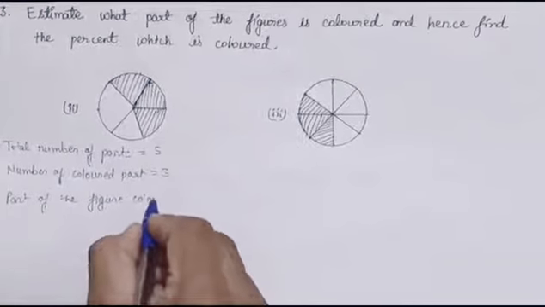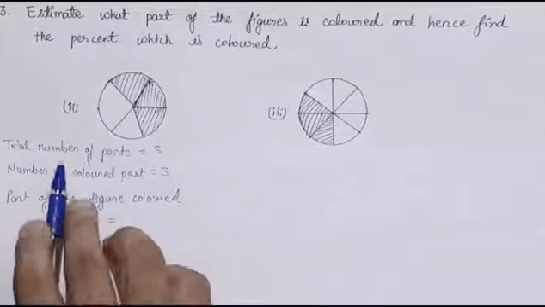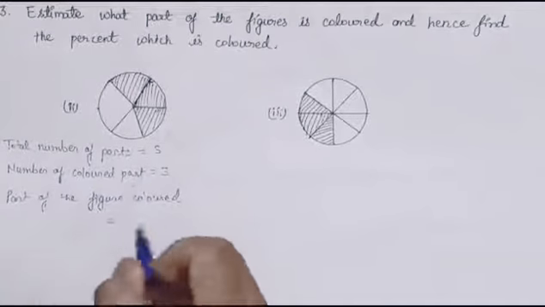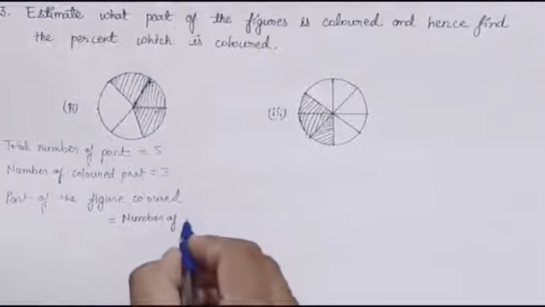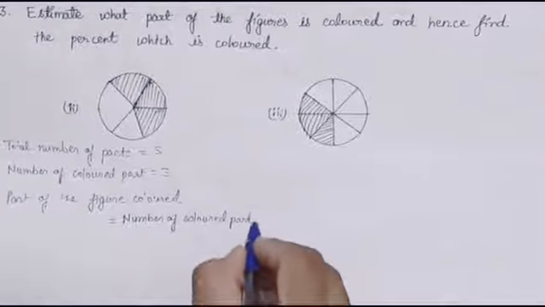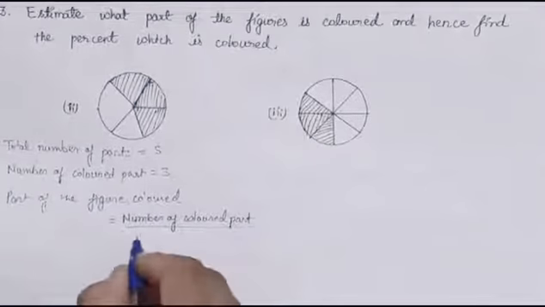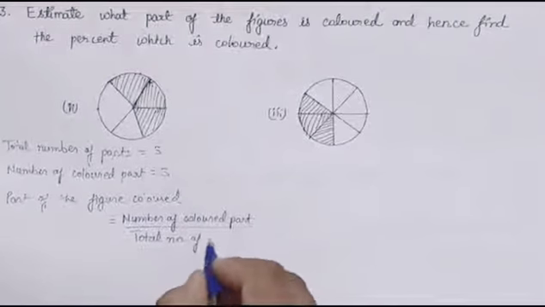Hence we can say the part of the figure colored is equal to the number of colored parts divided by the total number of parts.